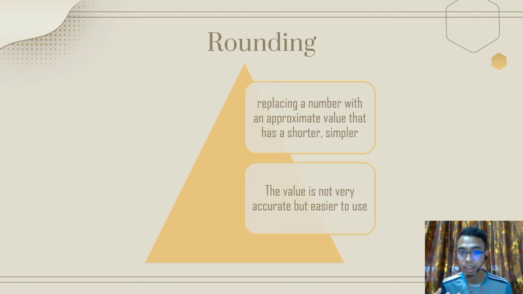What is the meaning of rounding? Rounding is replacing a number with an approximate value that has a shorter or simpler form. It means when we make some calculation, whether we need to calculate the moles, volume, or mass, the answer will be given as very large values. For example, it might be 1.00123, so it's very large, right? Rounding makes them become shorter and simpler. That means the answer will have fewer digits but give approximately the same value. The value is not very accurate but easier to use.